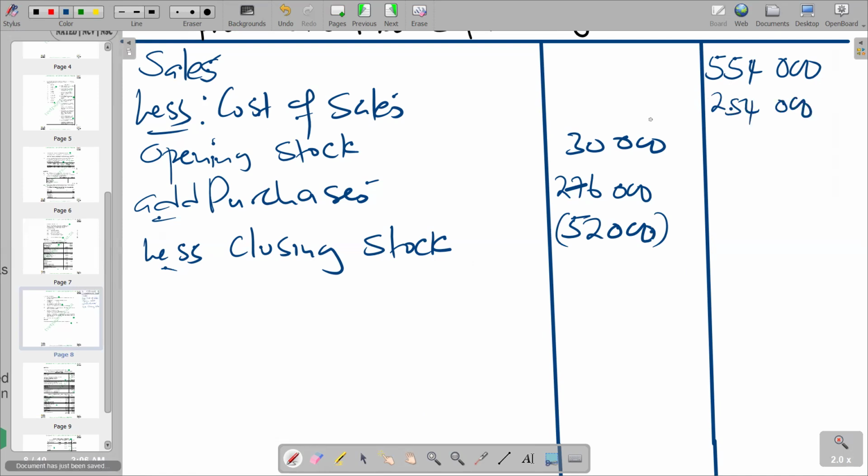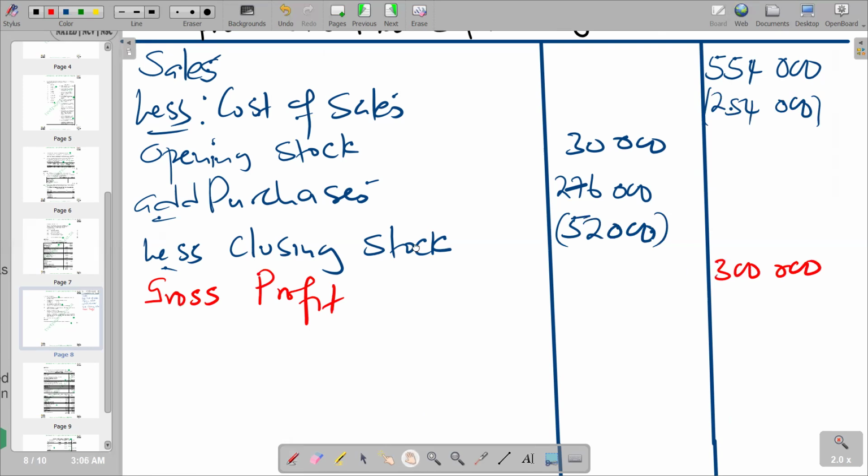And we are also saying less cost of sales, so we are subtracting again to get our gross profit. We said it's going to come here. So by subtracting 554,000 minus 254,000, you are going to get your answer, 300,000, which is your gross profit.